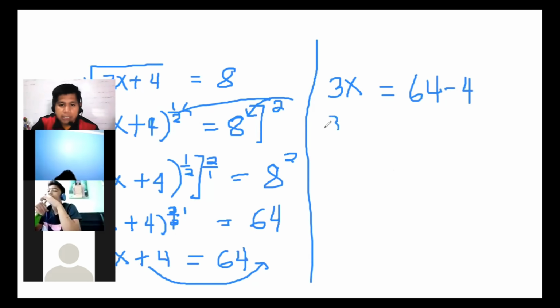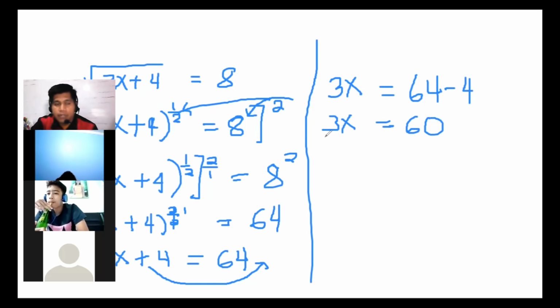Okay, so let's simplify this. Copy 3x equals 64 minus 4, which will give us 60. Then we're going to divide both sides by the coefficient of x, so we divide by 3. If you divide by 3 on the left side, you do the same thing on the right side, so we divide the right side by 3.